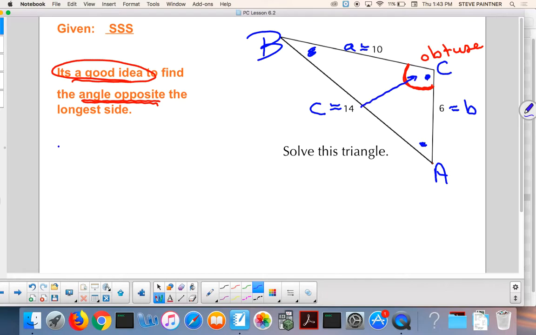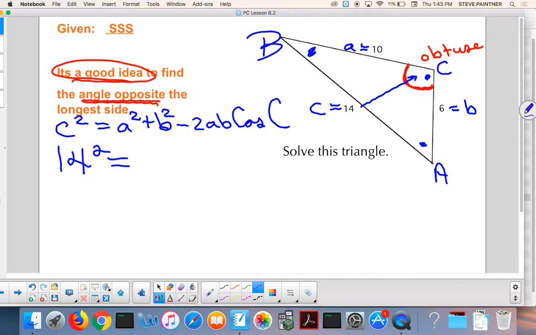So it's going to be 14 squared, C squared equals. And of course, I'll just write this down for you. Hopefully after today you memorize this. All right, what's A? 10 squared. B. 6 squared. Minus 2 times AB, so minus 2 times 10 times 6 times cosine of C.